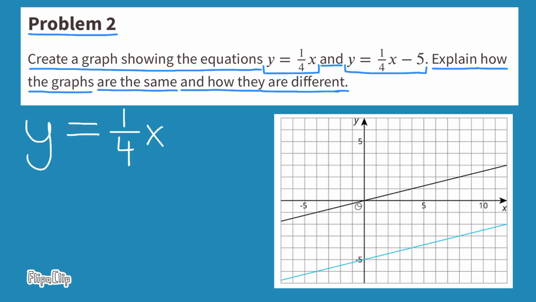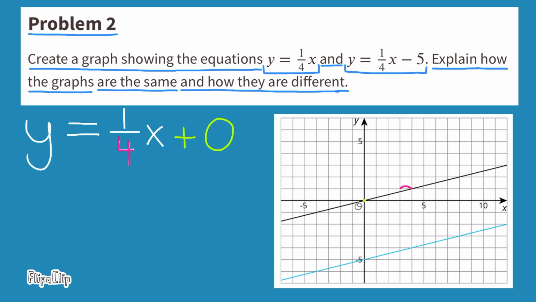First, let's graph y equals 1/4 x. And in this case, b is 0. So this could read y equals 1/4 x plus 0. M, or the slope, is represented by 1/4. So we need to rise up 1 because it's a positive 1. And we need to run to the right 4 units because it's a positive 4.